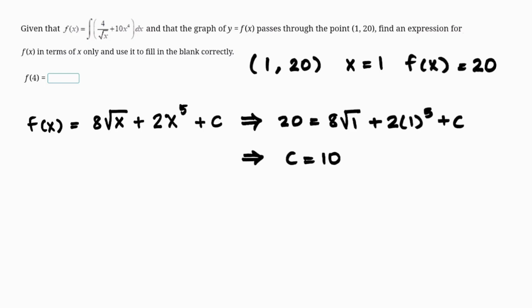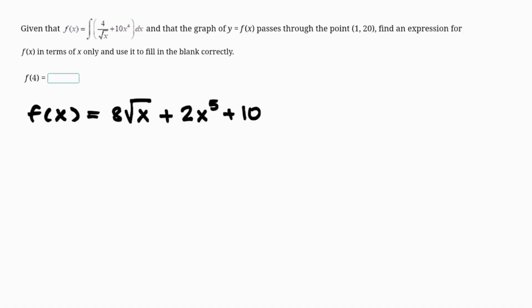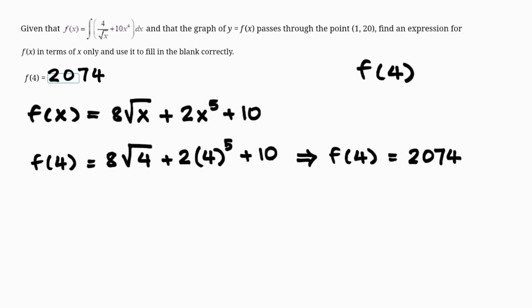So our new function is f of x equals 8 times square root of x plus 2x to the 5th power plus 10. The final task is to find f of 4. Substitute 4 into our new equation. f of 4 equals 8 times square root of 4 plus 2 times 4 to the 5th power plus 10. So f of 4 will be equal to 2074.